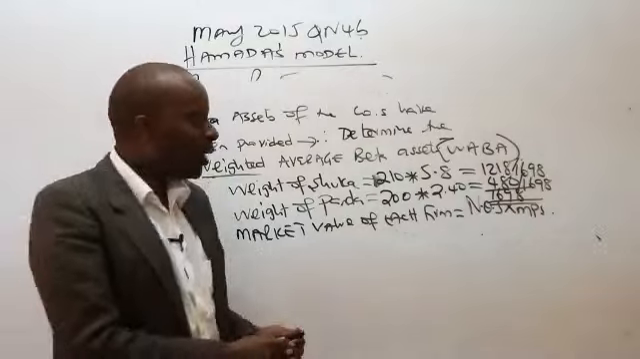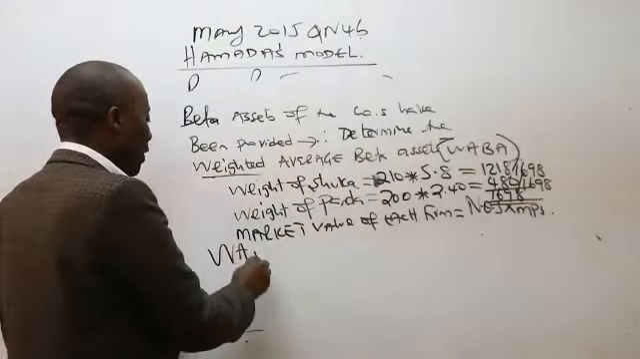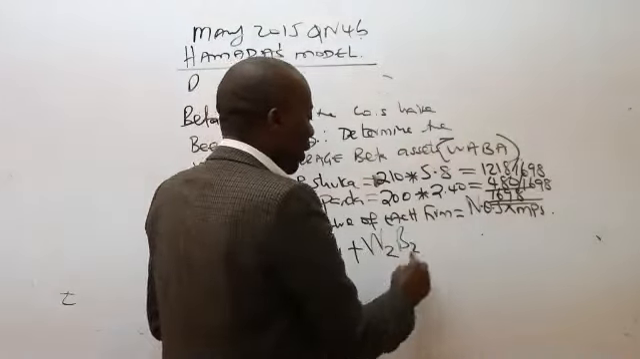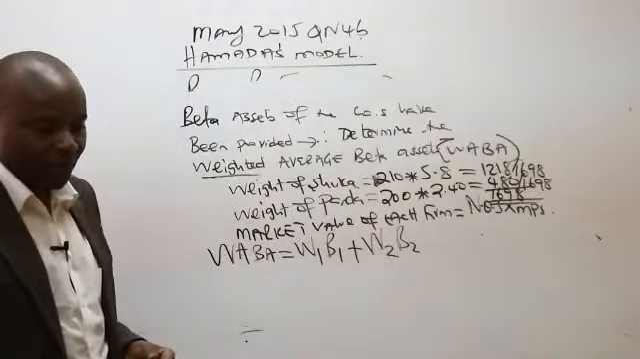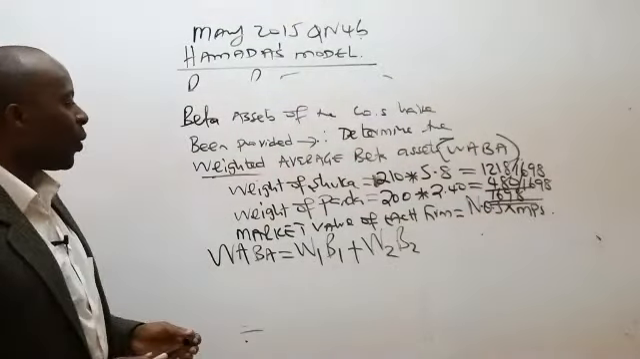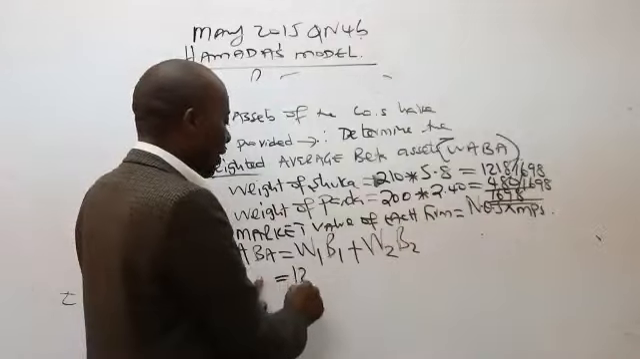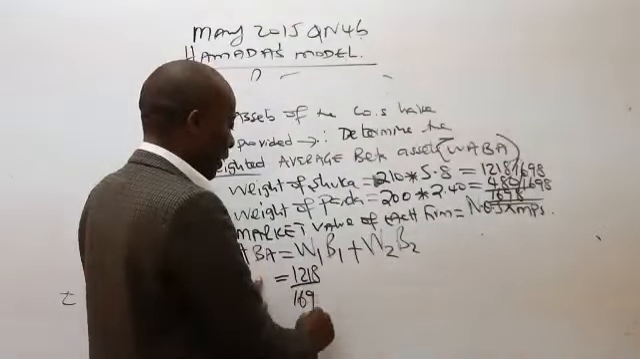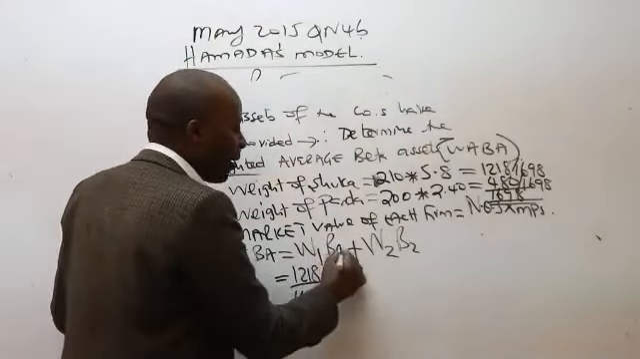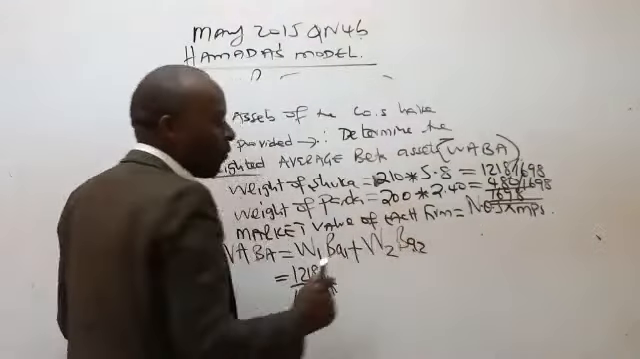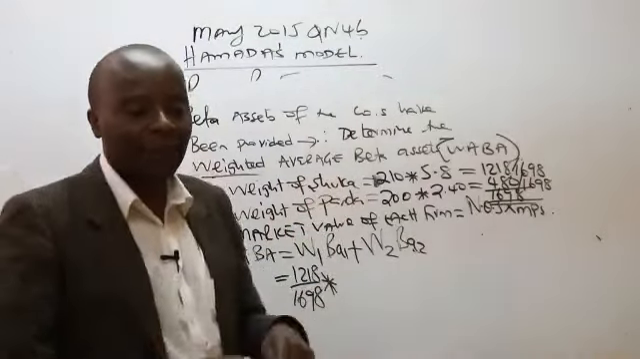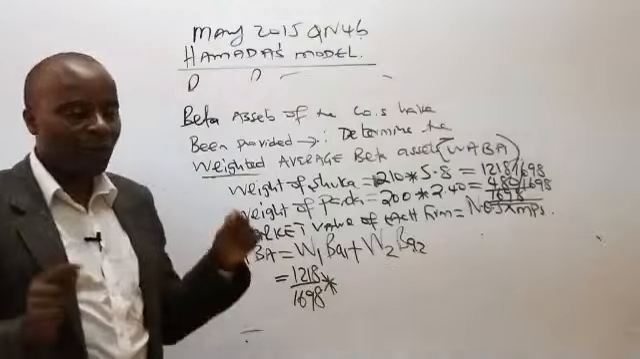Let me help you. To get our WABA, our weighted average beta assets, I'll take weight 1 times beta 1, plus weight 2 times beta 2, like that. So what do we have for weight 1? It is 1218 over 1698 multiplied by beta. How I wish I had said BA1 and BA2 so that you don't confuse, because we can only put together beta assets.